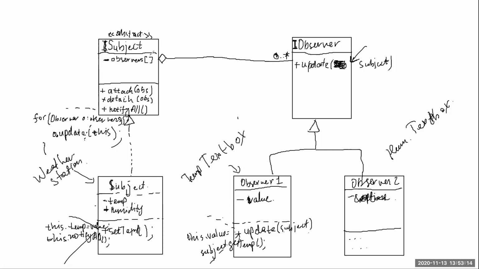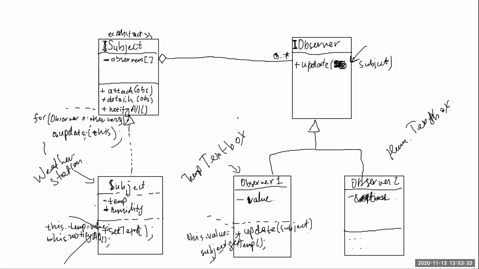So you need to have a list of observers. You should be able to register an observer, detach an observer, and notify all the observers. And inside every setter, after setting the value, you have to call notify all. Okay?